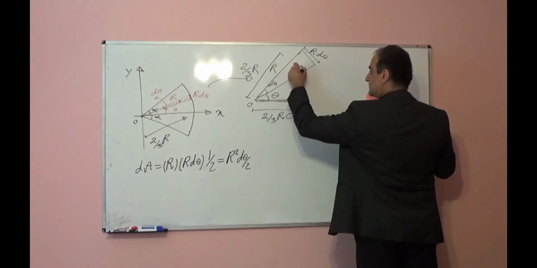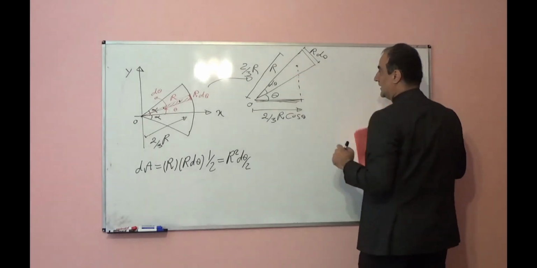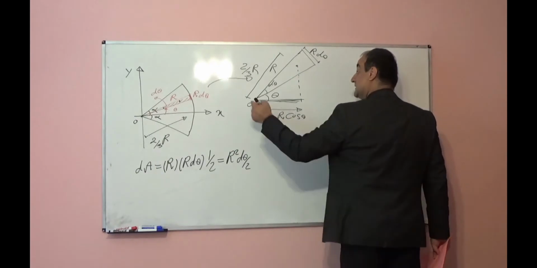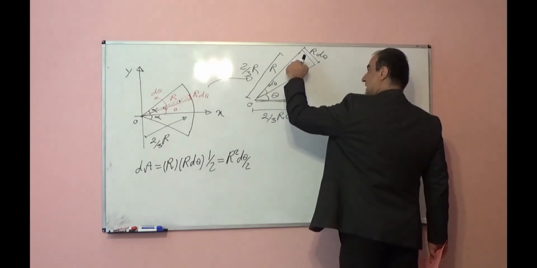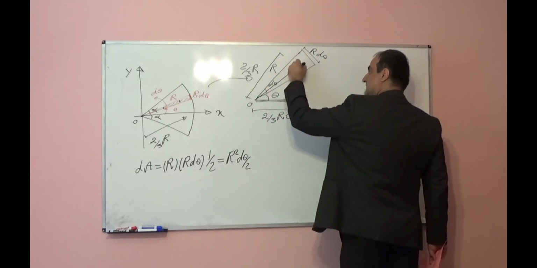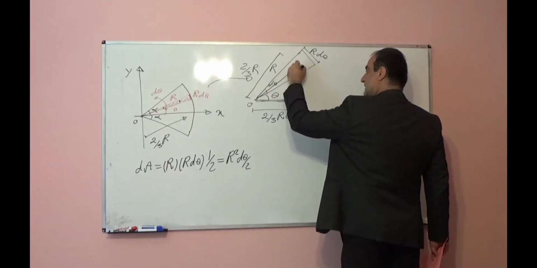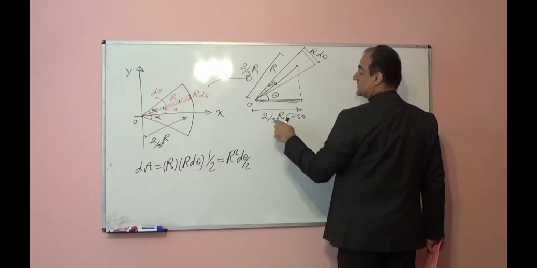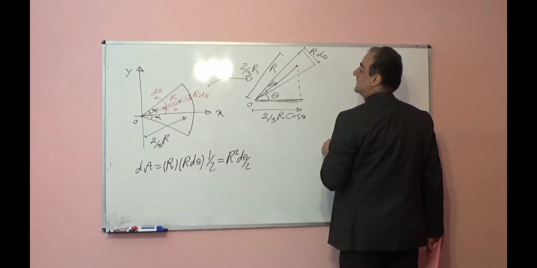So from here to here, the centroid location in the x direction, this is 2 over 3 r. From here to here, it is 2 over 3 r. If I project in the x direction, it will be 2 over 3 r cosine theta.